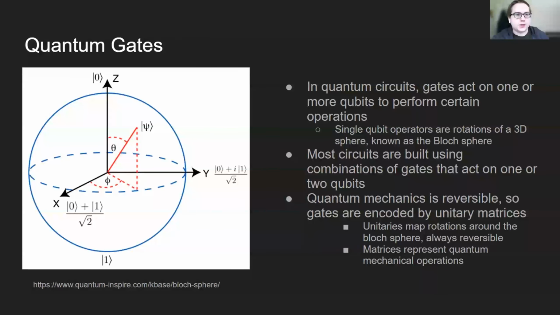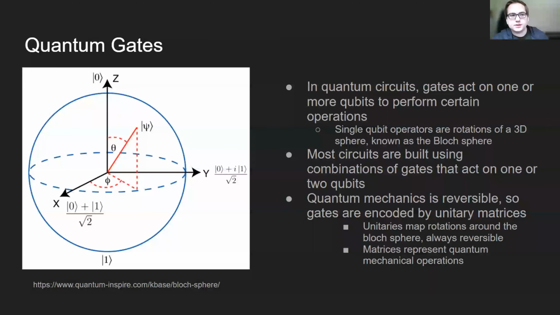You can see an example on the left of this Bloch sphere, where we have the two cardinal directions, the 0 and 1, that a normal bit can exist in. But we can also perform manipulations of this qubit state to end up in a variety of different superpositions that are located on this Bloch sphere. And so we can perform calculations by combining rotations on this sphere. Most circuits are also built using combinations of gates that act on 1 or 2 qubits, because creating gates that involve more qubits at once tends to be an intractable problem.